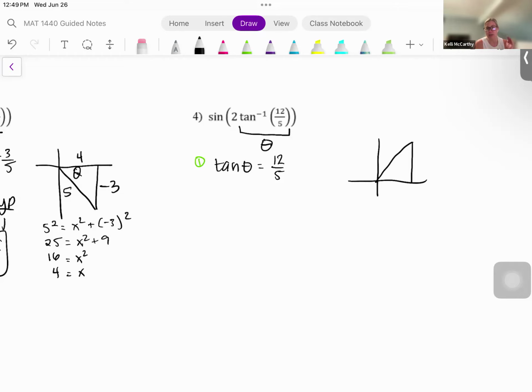And tangent gives the ratio of opposite over adjacent. So the vertical leg of this triangle is 12, the horizontal leg is 5. And then we can use the Pythagorean theorem to figure out the hypotenuse. I'm going to use r to represent the hypotenuse. So r squared equals 5 squared plus 12 squared. R squared equals 25 plus 144, or 169. If we take the square root of both sides, r is equal to 13. And that value of r is always going to be positive.